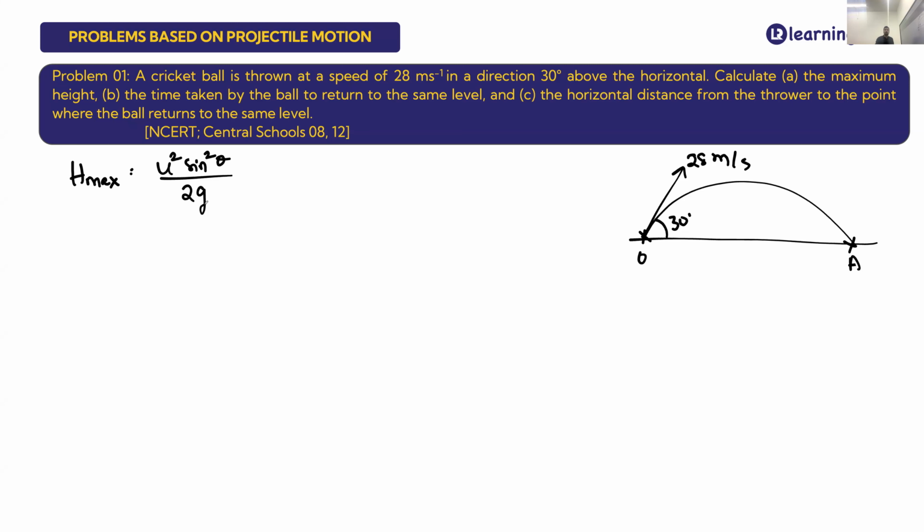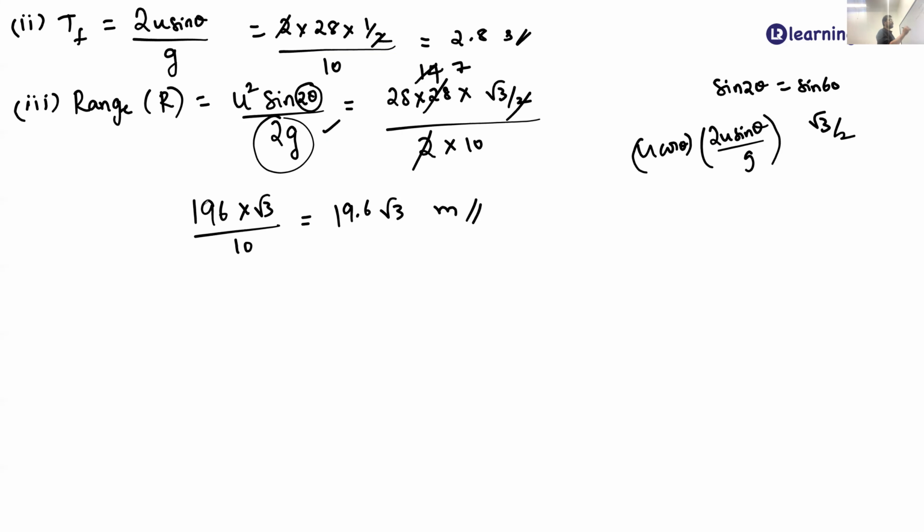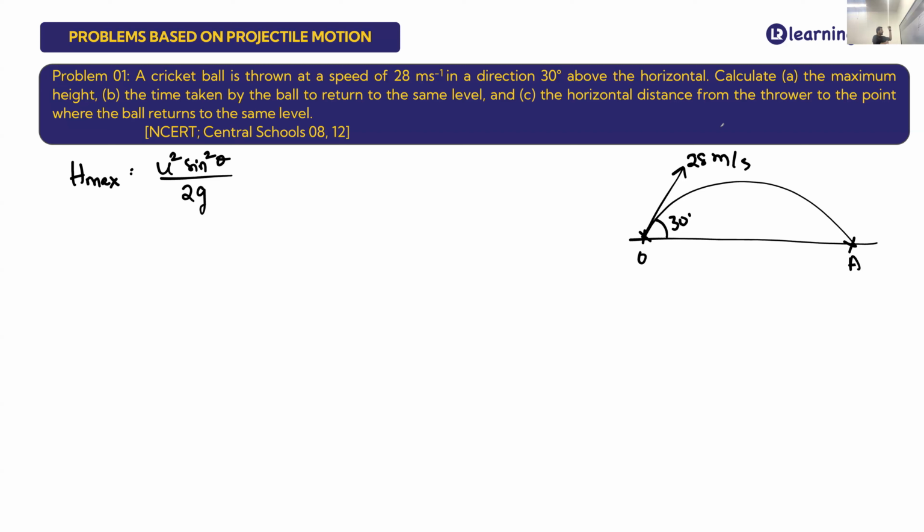So how to remember: for range, we did the derivation. It is basically horizontal velocity into time. By doing this, what we got is U into U is U square into 2 sin theta cos theta, which is sin 2 theta, the whole divided by G. So I'm erasing this part also. H max is equal to U square sin square theta by 2G.